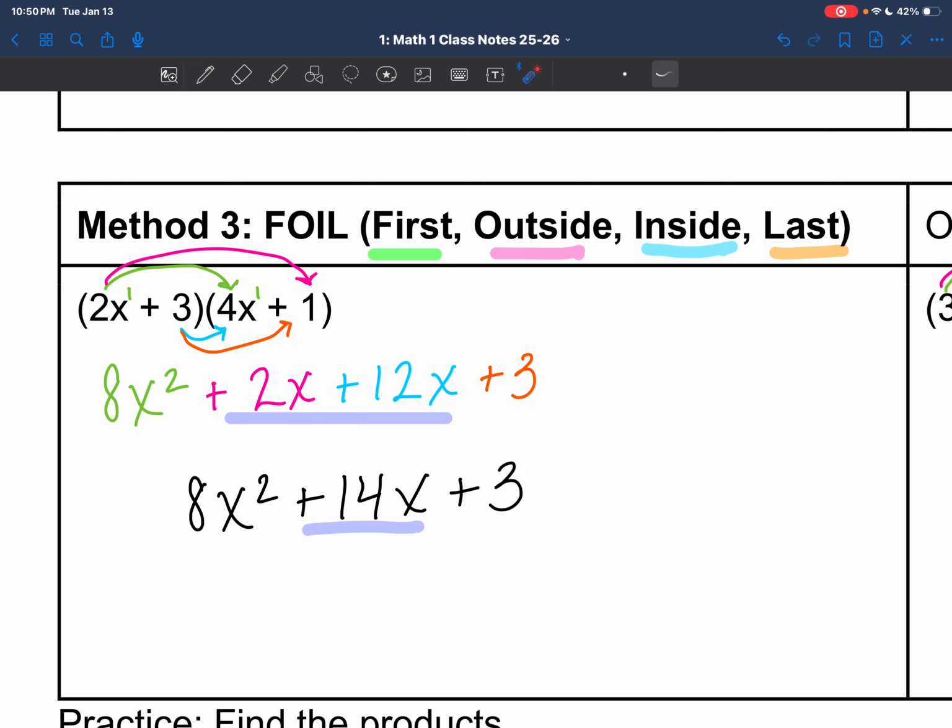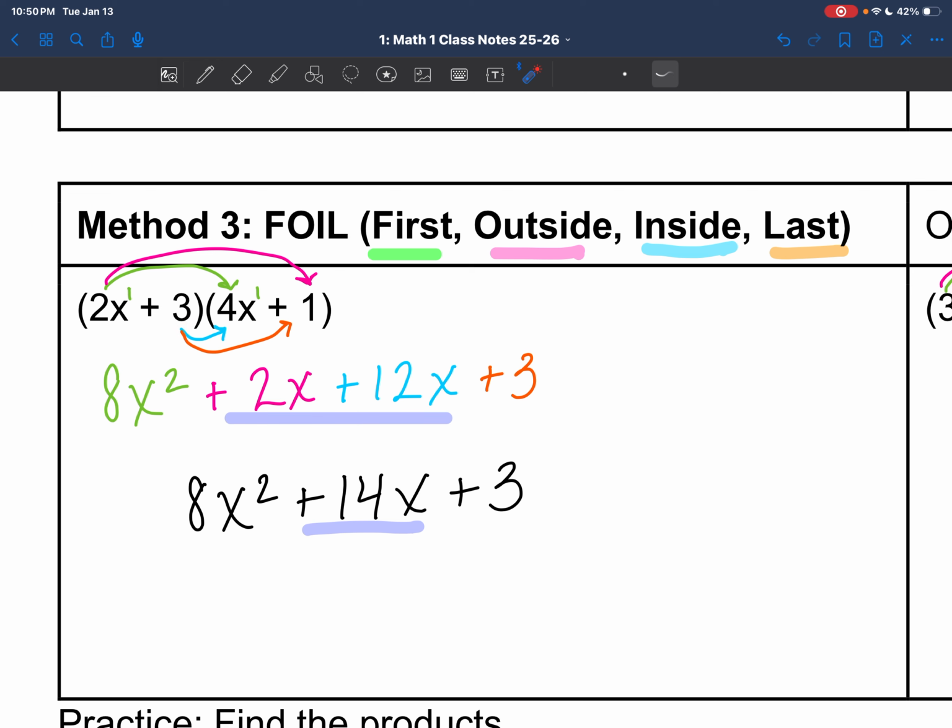Then you're going to go for your outside terms. So that's this one and this one. Those are the outside parts of the parentheses, or the outer parts. So 2x times 1, which gives you 2x. Now we're going to do the inner part, which are the two that are inside together, or closest together.